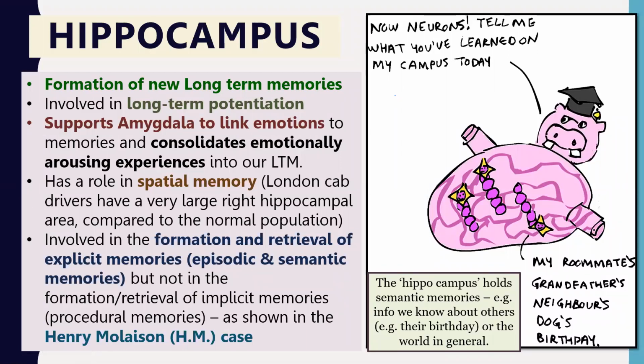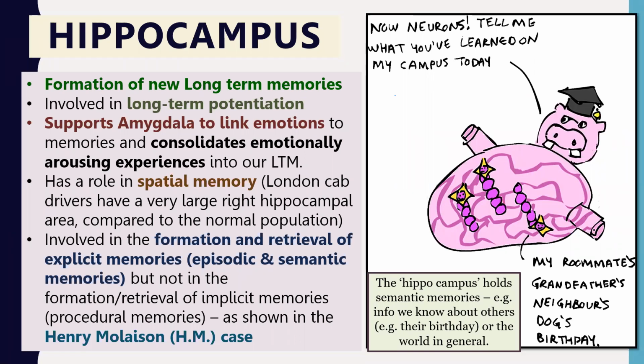Explicit memory means episodic and semantic. In addition to this, and there was a question on this in the quiz, your hippocampus also has a role in spatial memory. A lot of research has been conducted that has found that London cab drivers have large hippocampal areas compared to the rest of the normal population. So the hippocampus plays a big role in consolidation of information, number one, especially consolidation of explicit memories. It plays a role in long-term potentiation as well. And it plays a role in spatial memory, which is your memory of directions of how to get somewhere. That's why a lot of the time, if you ask a taxi driver, can you write me down on this paper the directions of how to get from this place to that place, they'll easily be able to do that.